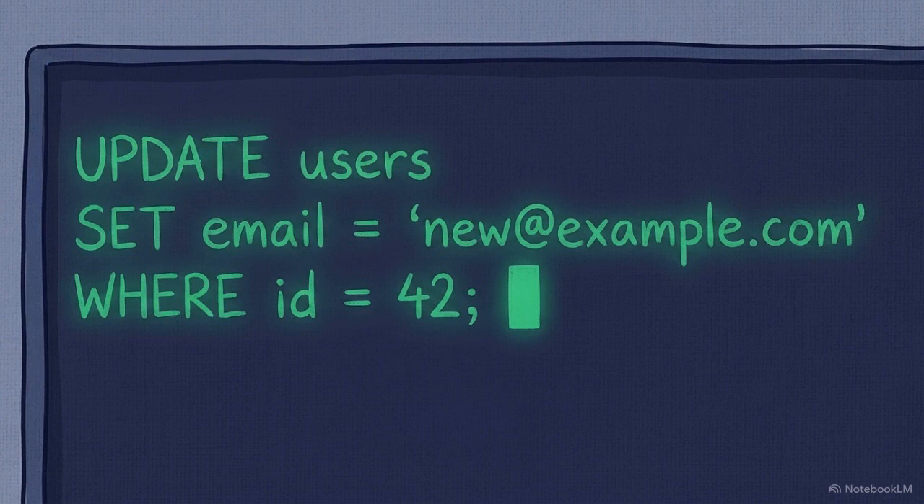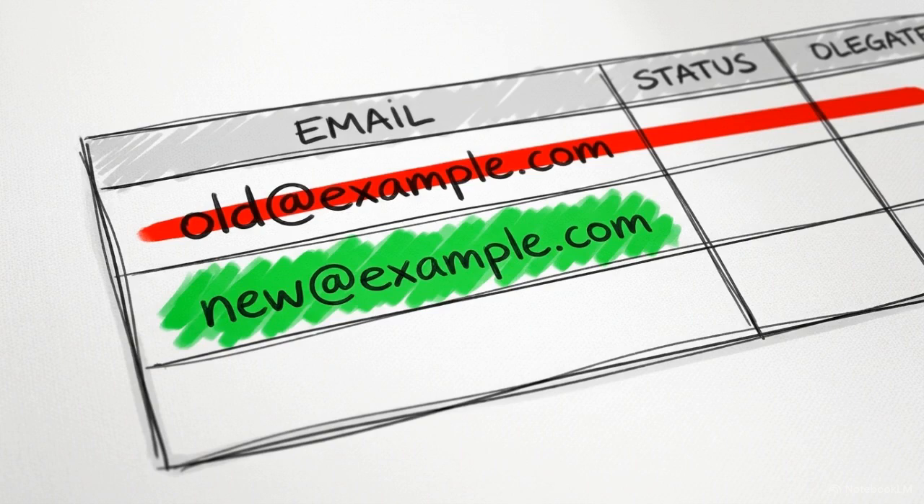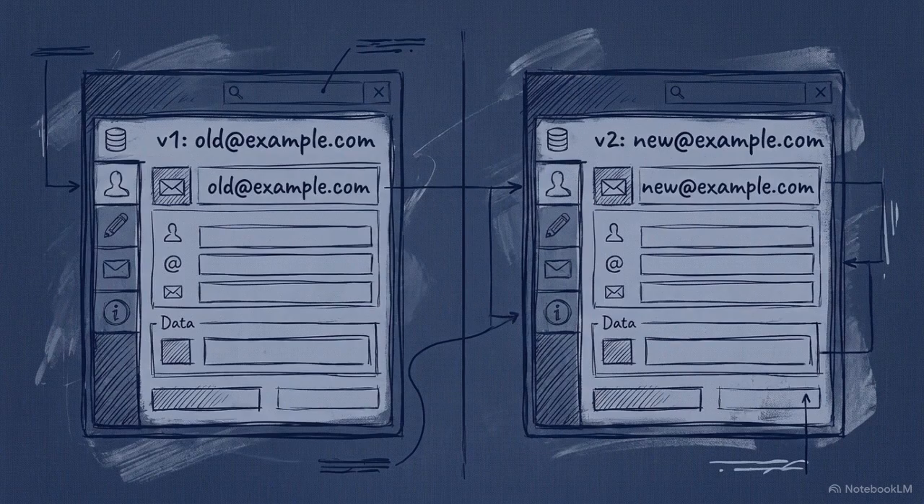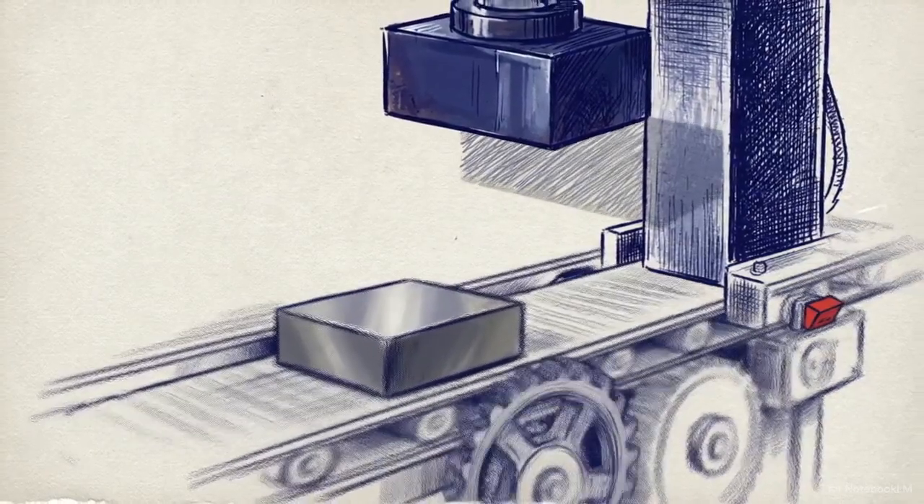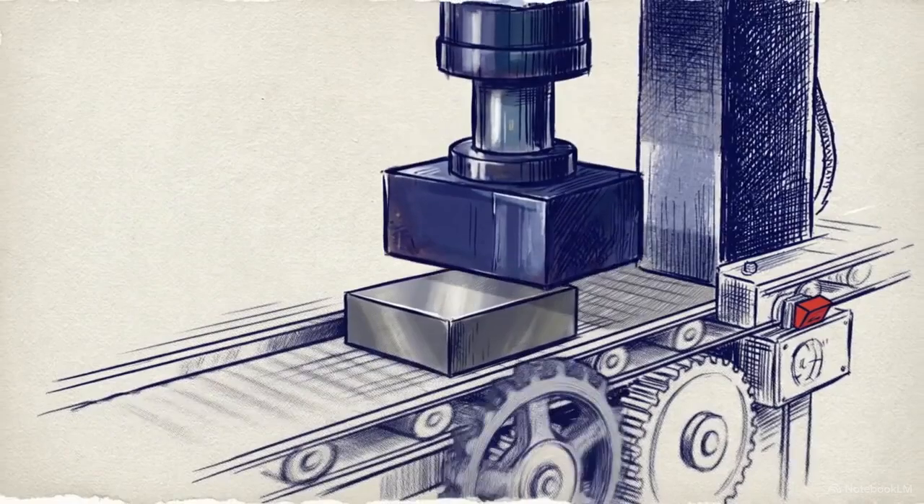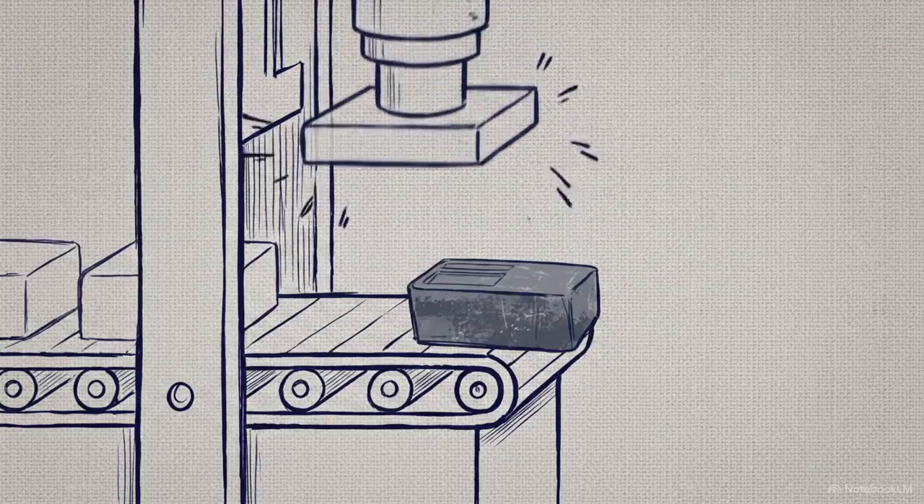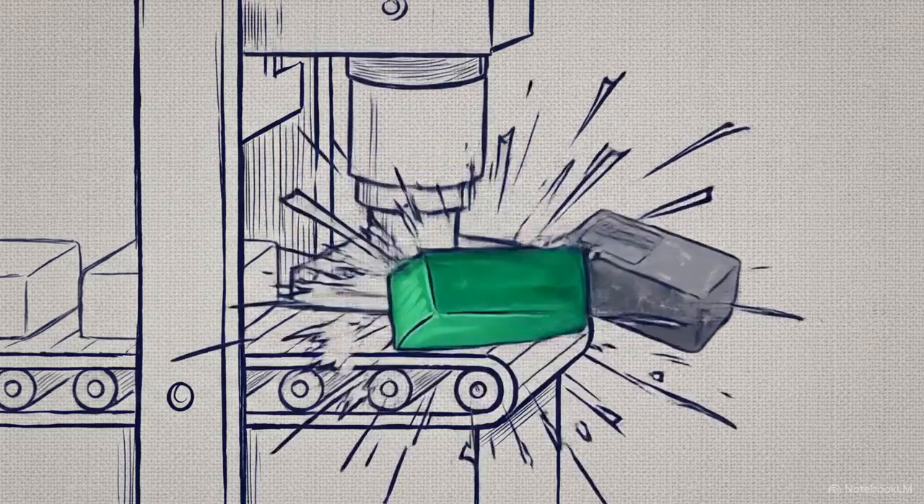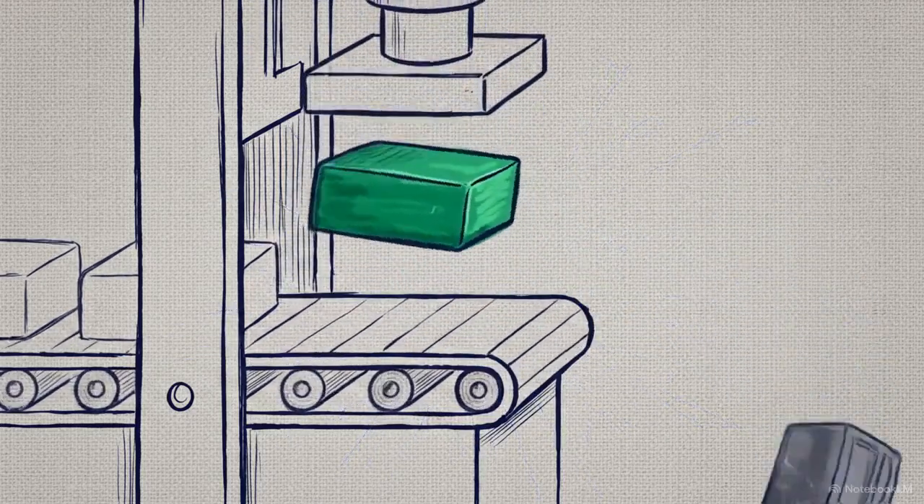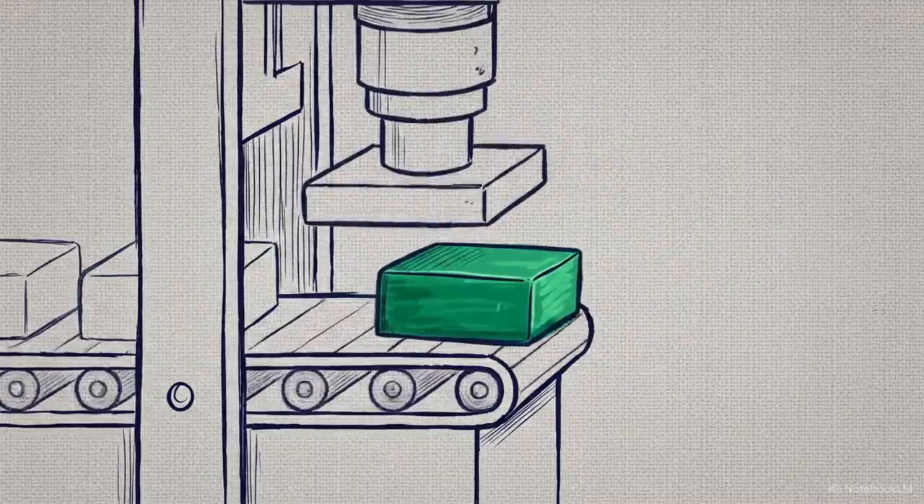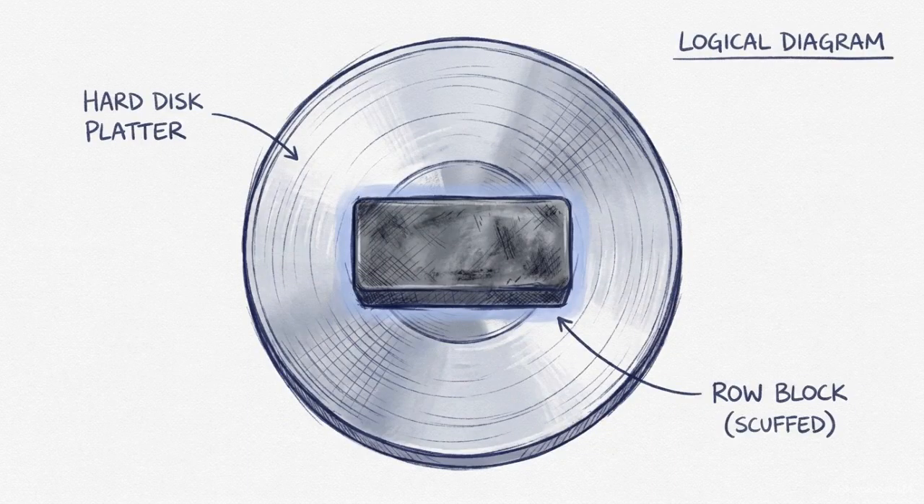When you run an update command in Postgres, it looks like you're simply overwriting an old piece of information with something new. But under the hood, Postgres doesn't actually touch the original data. Think of your database rows like blocks on an assembly line. When a change comes in, the system doesn't modify the existing block. It stamps out a brand new one and nudges the old version aside. That original row stays exactly where it was on your disk, becoming a ghost that Postgres keeps track of.